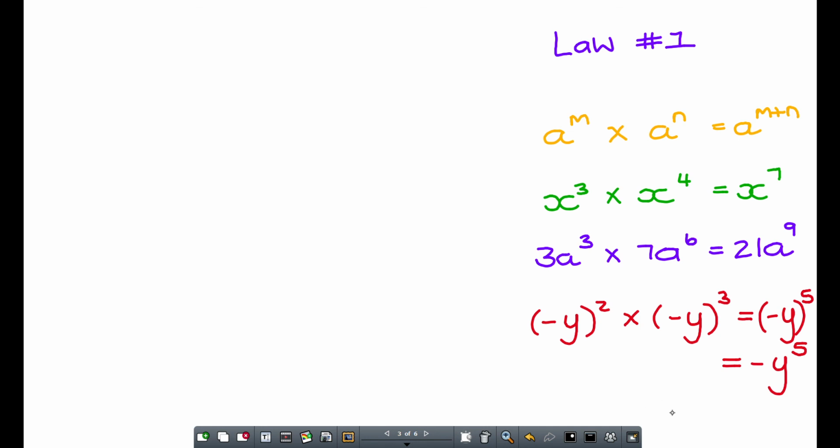Okay, you could also have said, let's first get rid of the brackets. So over here, that will give you positive y to the power of 2. And then over here, that's going to give you a negative y to the power 3. And then a positive times a negative will give me a negative. And y to the power of 2 times y to the power of 3 will give you y to the power of 5. So it will end up being the same answer. Okay. Are you okay with that? Yeah, write it down.